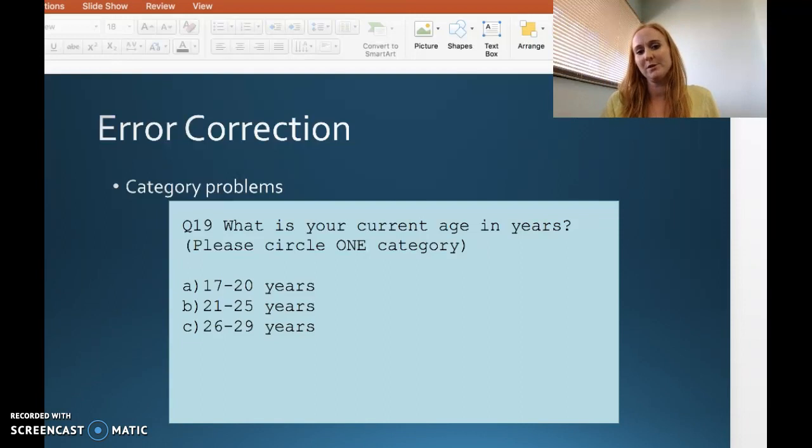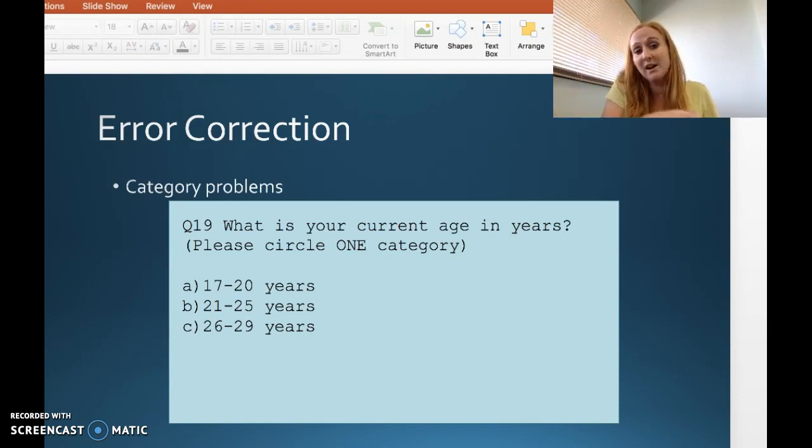Okay? Sometimes it comes from bad question writing. So look at this question from a survey that I actually saw. Question 19, what is your current age in years? Circle one category. 17 to 20, 21 to 25, 26 to 29. Well, here's a problem. What if I'm 20 and a half, about to turn 21? Do I put that I'm 21 or do I put that I'm 20? So you may have people that are falling between these categories that aren't going to be represented very well, or you're going to force them to choose a category that might not be as accurate.